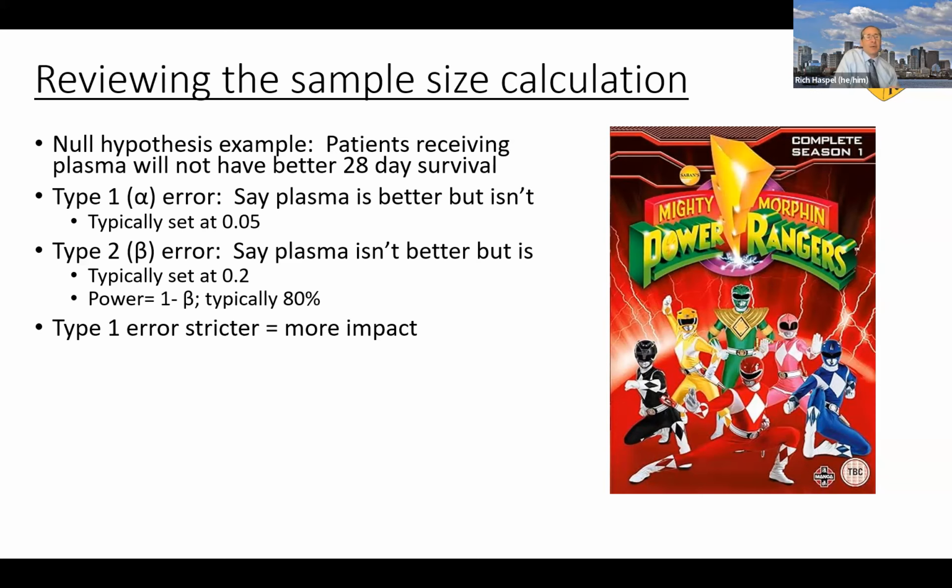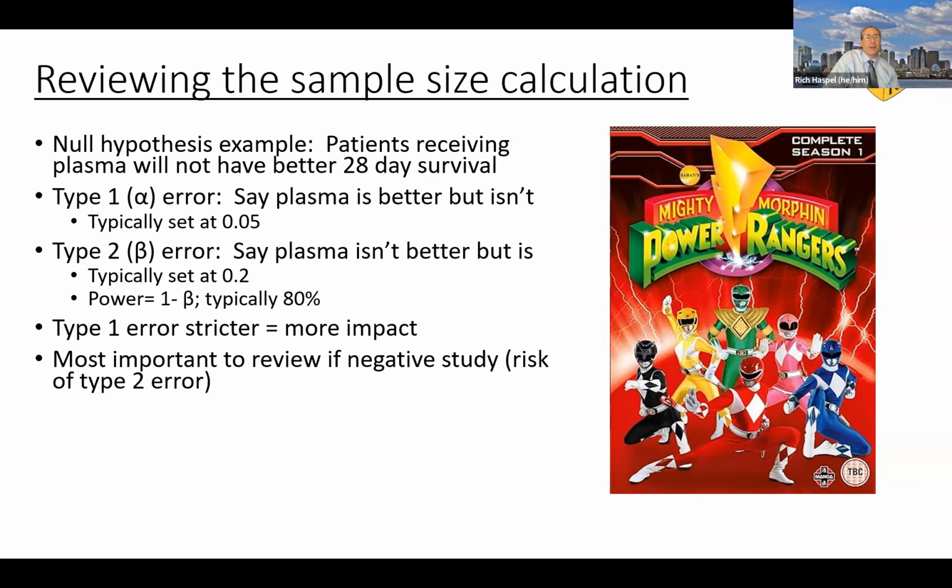And the reason the type 1 error is more strict is that if you make a type 2 error, you're just going back to standard of care, what you were doing. If you make a type 1 error, you're going to change practice. So that's why it's usually stricter than a type 2 error.